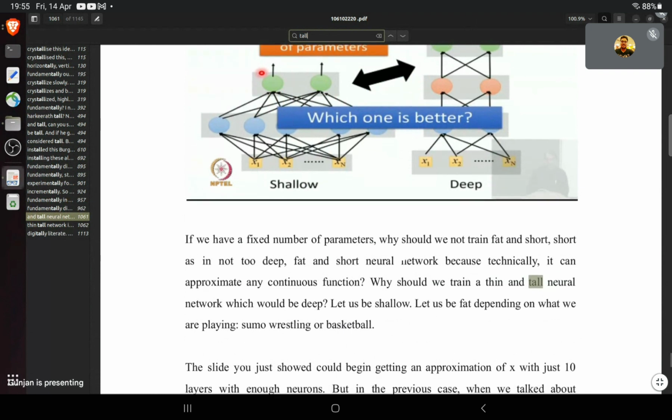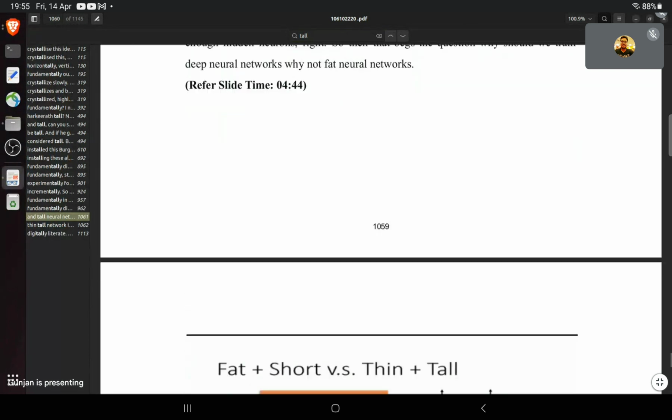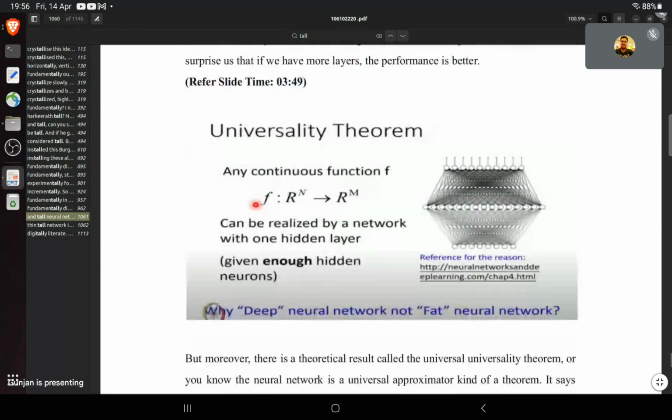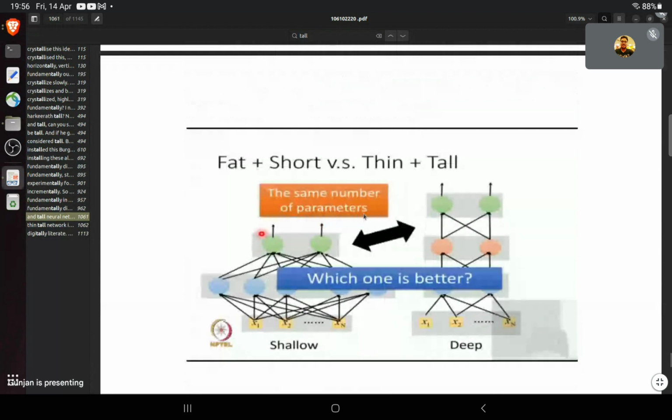We should learn a... Acha, it is saying fat and short. Yeah, fat means, I think, the number of neurons used in a particular layer. Yes, yes.